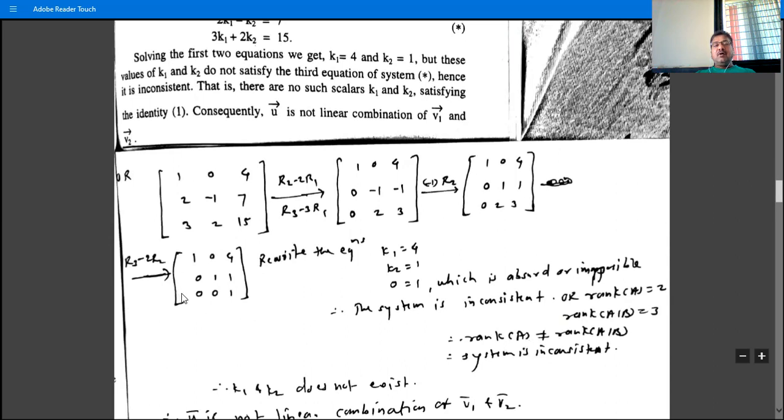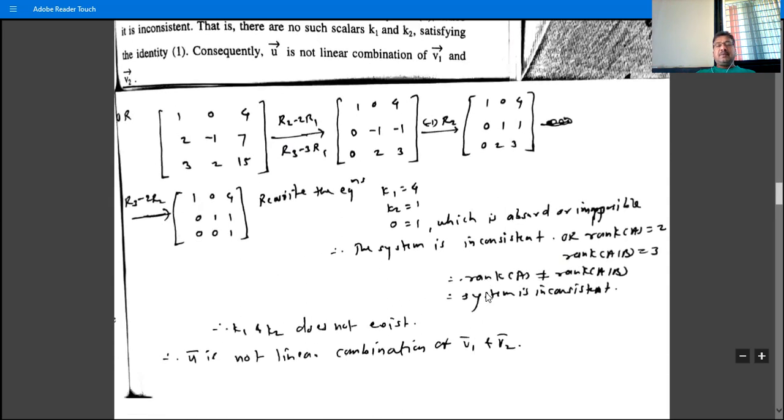But if the rank of A is not equal to the rank of the augmented matrix AB, then we say the system is inconsistent. So there is no need to find the values of the unknowns K1, K2, K3, K4, whatever may be there. If the ranks are not equal, the system is inconsistent, which means the values of K1, K2, K3, K4, whatever the equations contain, do not exist.